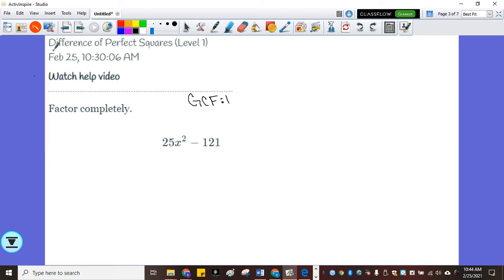I told you this is difference of perfect squares. We're reviewing this. I told you this is difference of squares on this one, but later on, you need to be able to see it's difference of squares. So remember your perfect squares.